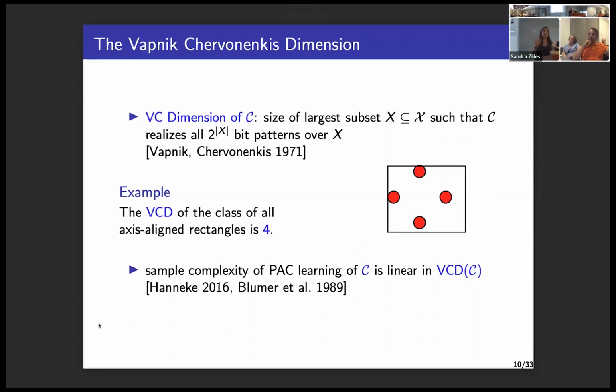So all the bit patterns I can realize, but I cannot do the same thing with 5 points, because you can argue no matter how you choose 5 points in the plane, there will be one of them that is contained in the smallest axis-aligned rectangle containing the other 4. Like here, that center point, and then you go and find a rectangle that realizes this bit pattern. You won't, right? It doesn't exist. All right, that's why the VC dimension is 4.